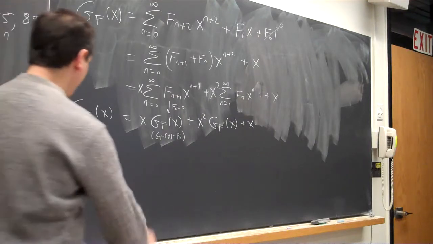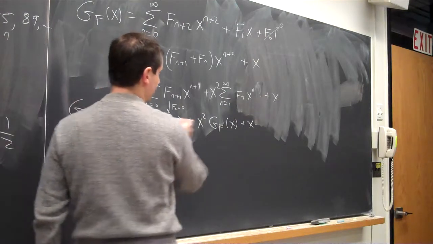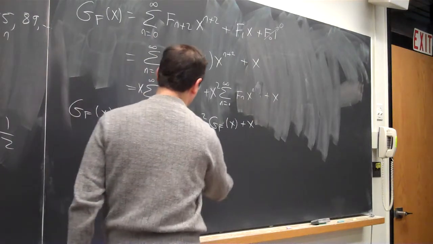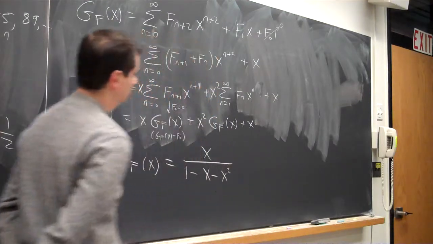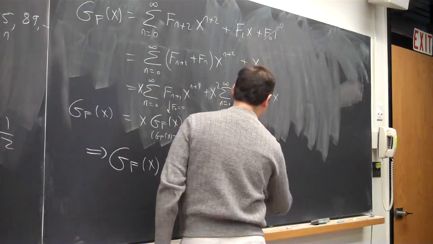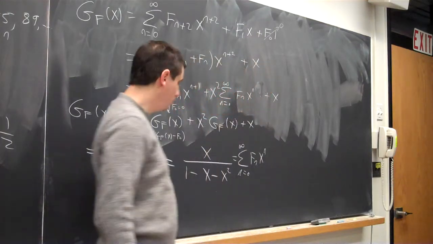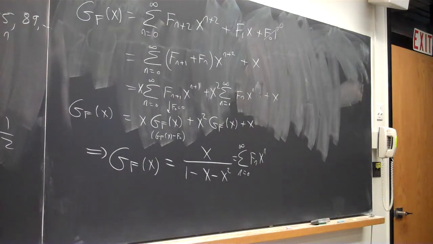Solve for gf. We solve for gf of x. gf of x minus x gf of x minus x squared gf of x is equal to x. Therefore, gf of x is equal to x over 1 minus x minus x squared. Absolutely amazing. We have a closed form expression for gf of x, and this is just the sum, n goes from 0 to infinity, of fn x to the n. So if we can expand this out, we can actually just pluck off the Fibonacci coefficients one after the other.